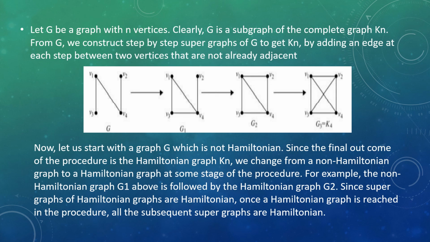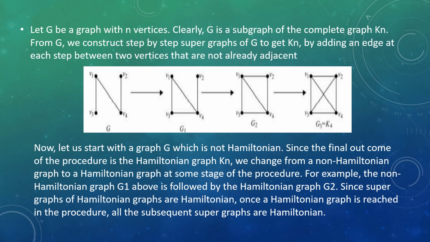Let G be a graph with n vertices. Clearly, G is a subgraph of the complete graph Kn. From G, we construct step-by-step supergraphs of G to get Kn by adding an edge at each step between two vertices that are not already adjacent. Now let us start with the graph G, which is not Hamiltonian. Since the final outcome of the procedure is the Hamiltonian graph Kn, we change from a non-Hamiltonian graph to a Hamiltonian graph at some stage of the procedure.